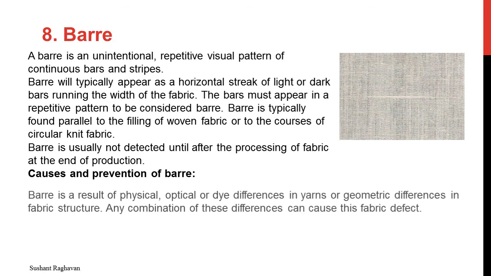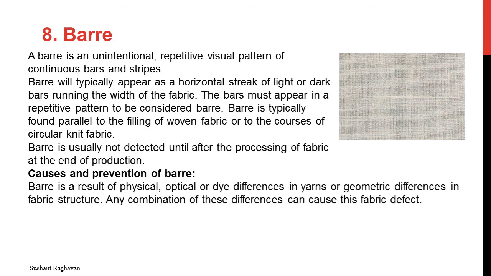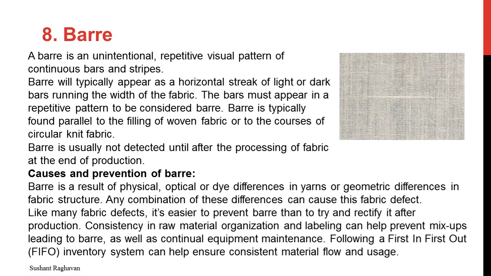Causes and prevention of bar. Bar is a result of physical, optical, or dye differences in yarns or geometric differences in fabric structure. Any combination of these differences can cause this fabric defect. Like many fabric defects, it is easier to prevent bar than to try and rectify it after production. Consistency in raw material organization and labeling can help prevent mix-ups leading to bar, as well as continual equipment maintenance. Following a first in first out inventory system can help ensure consistent material flow and usage.